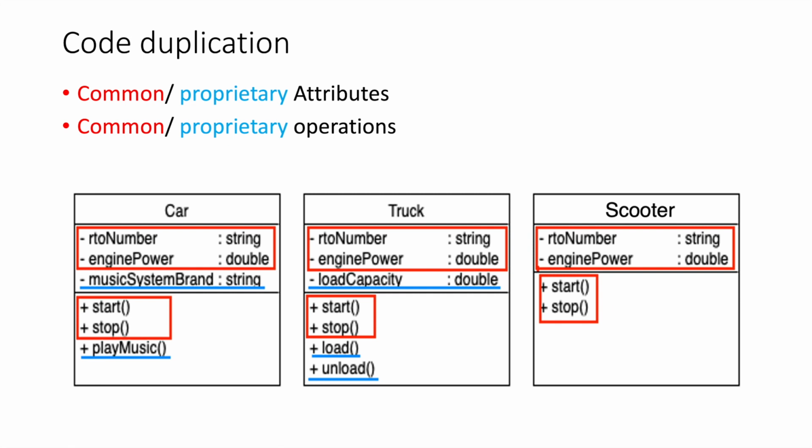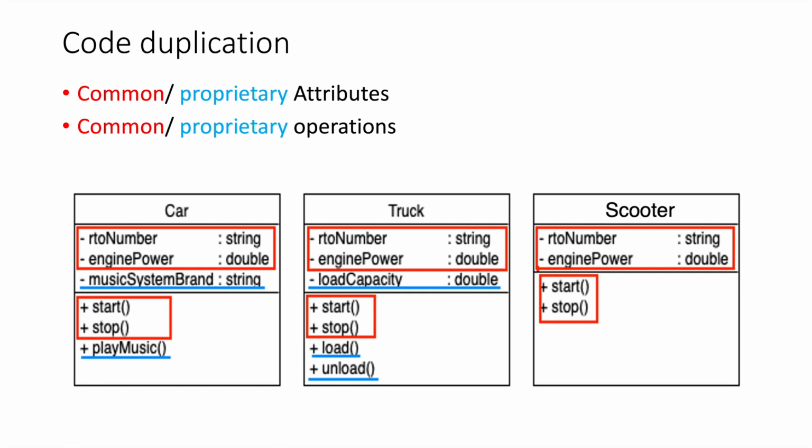Let us consider this example of classes called car, truck and scooter. Maybe in the application which is dealing with vehicles, we might be modeling these three classes like car, truck and scooter. If we observe carefully, the red rectangle shows the attributes which are common to all these three things. For example, RTO number and engine power is common to all three, and that is why these two attributes are appearing in all the three classes.